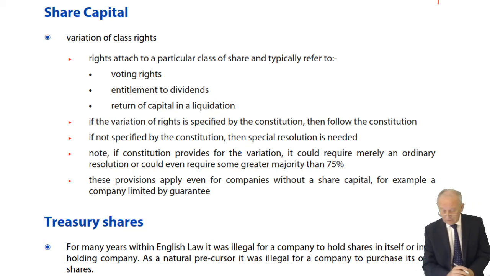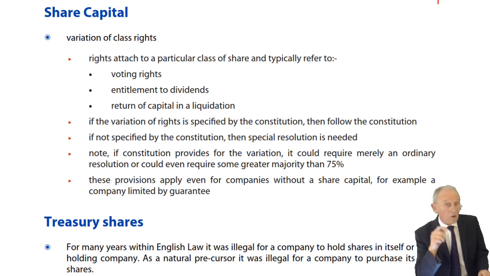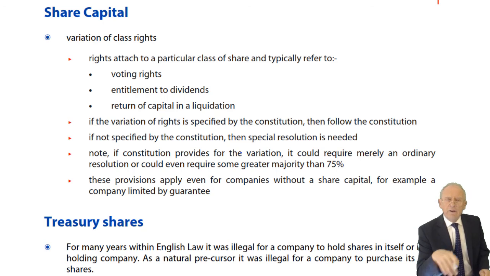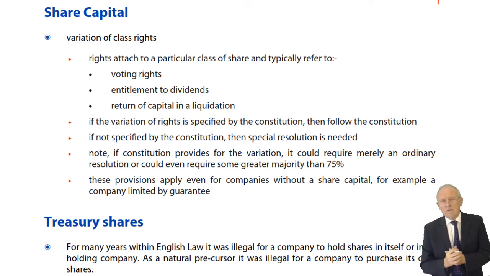If it's not specified by the Constitution, then we need a special resolution. But the Constitution may say, no, we only need an ordinary resolution, or no, we need a resolution of 90% or 95%. But you cannot have class rights prevented from being altered. There always has to be a capability of altering class rights. Provisions apply even to companies without a share capital. Class rights could have class rights. You could have an unlimited company with share capital. You can have a guarantee company with share capital. Equally, a guarantee company without share capital, but you could have them with share capital. And to vary those class rights, we'd need special resolution or follow the articles, whatever the Constitution says.